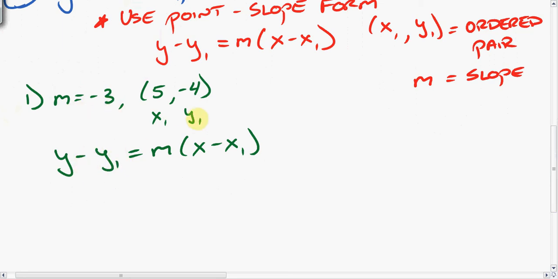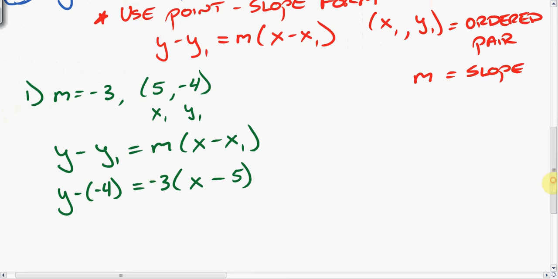So my y1 is -4, so I have y minus -4 equals m, which is -3, times x minus x1, which is 5. So now I have an equation in point-slope form, and I'm going to want to simplify it and solve for y. I want my final answer to be in slope-intercept form. So I want my final answer to be in y equals mx plus b form.